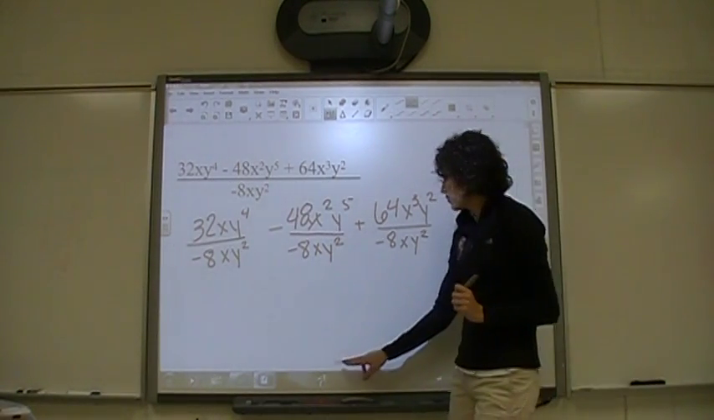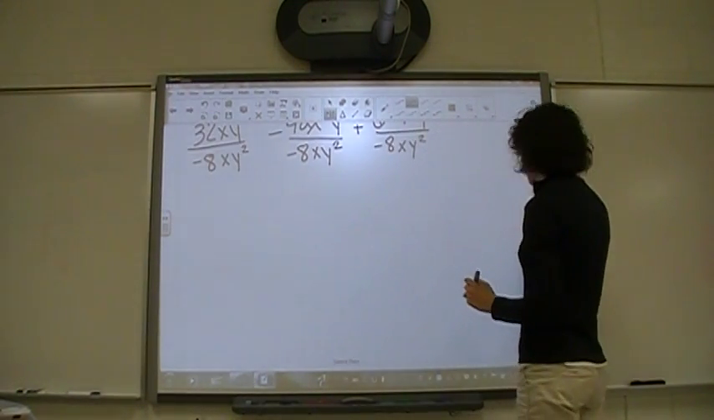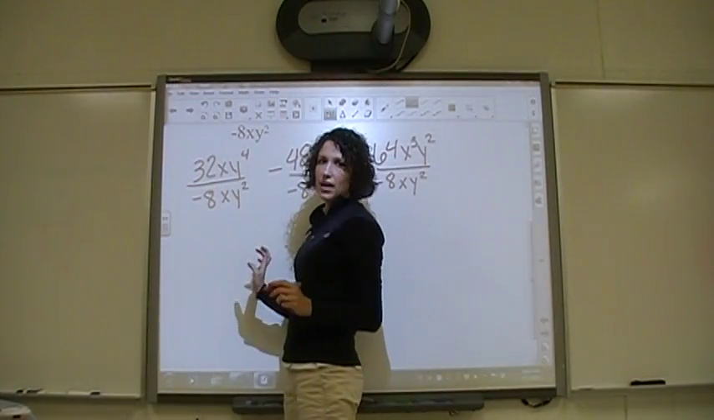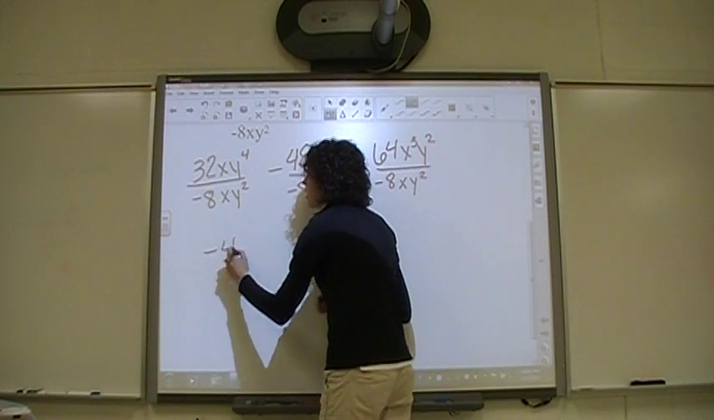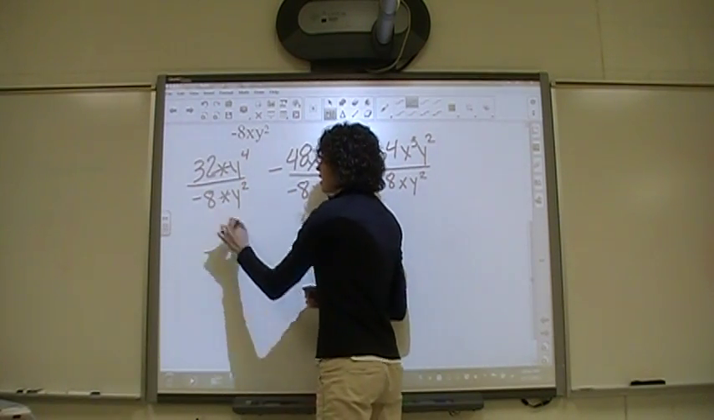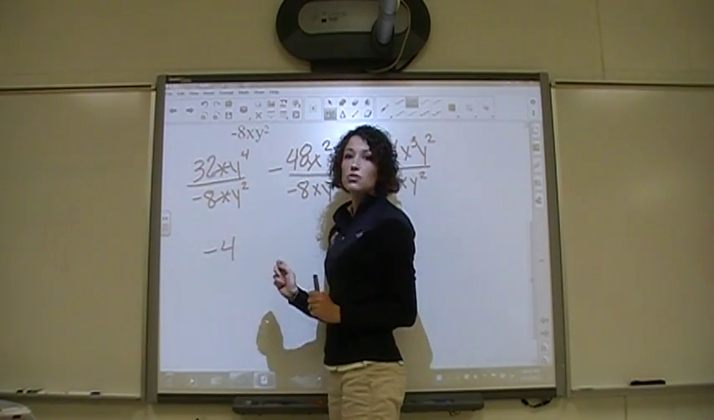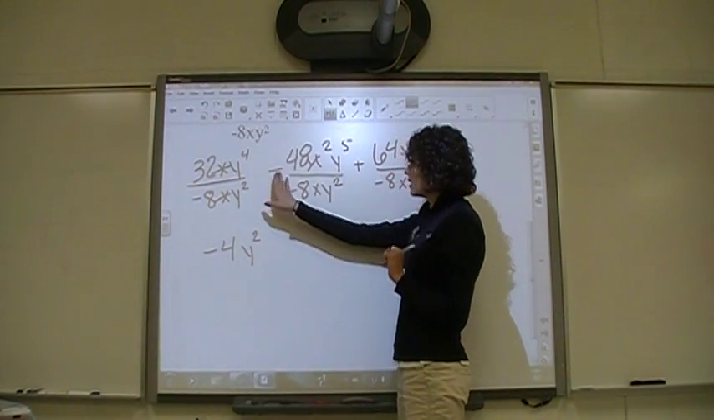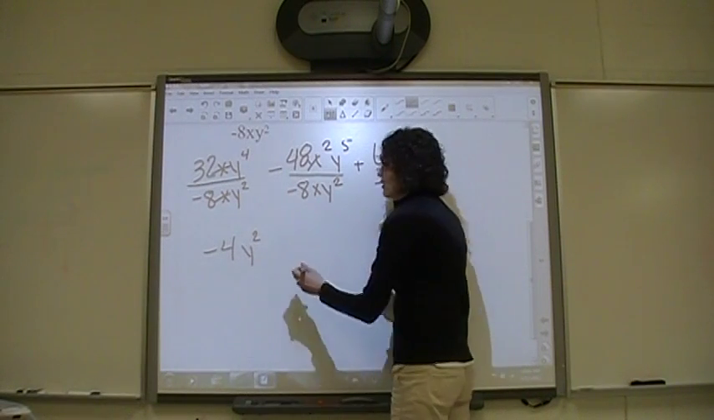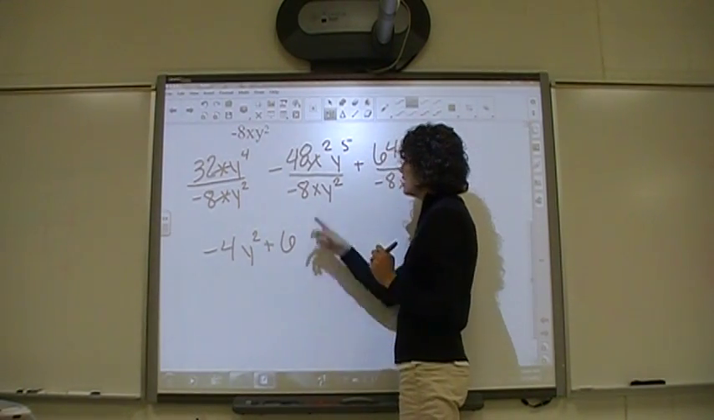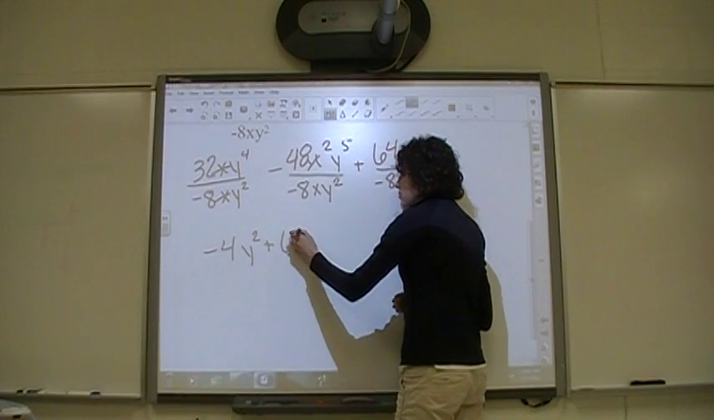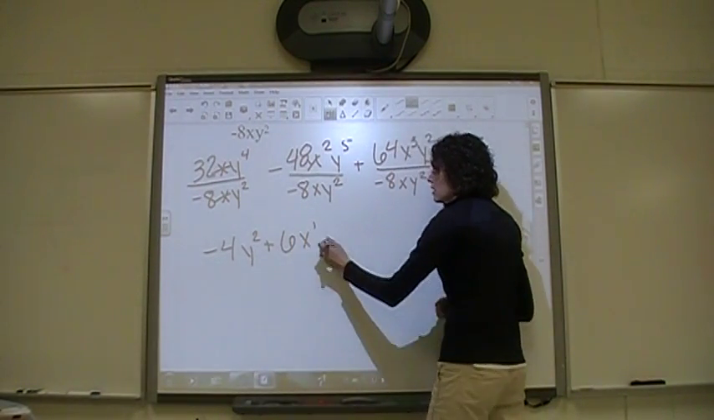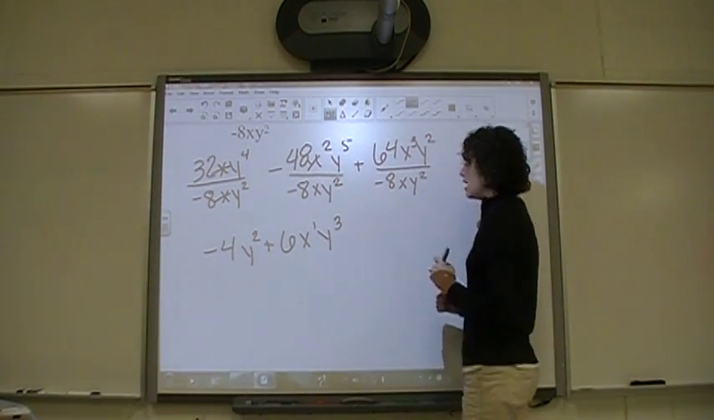All right, let's go ahead and look at this first one. You've got 32 divided by negative 8, which gives me negative 4. X over x, these guys cancel. Y to the 4th over y squared gives me y squared on top. Now you have negative 48 over negative 8. That gives me a positive 6. X squared over x leaves me with x to the 1st on top. Y to the 5th over y squared leaves me with y to the 3rd on top.